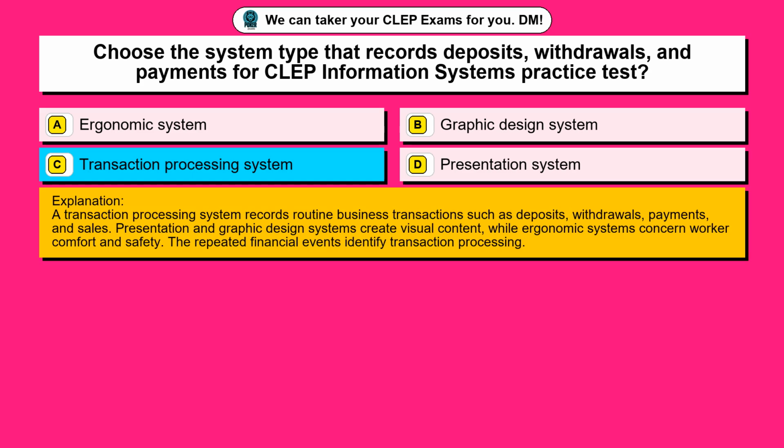A transaction processing system records routine business transactions such as deposits, withdrawals, payments, and sales. Presentation and graphic design systems create visual content, while ergonomic systems concern worker comfort and safety. The repeated financial events identify transaction processing.